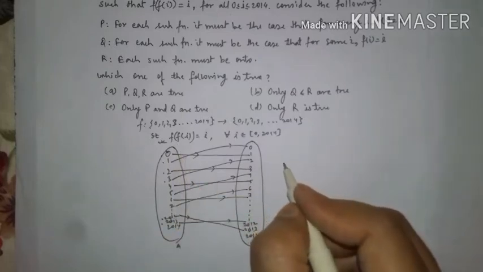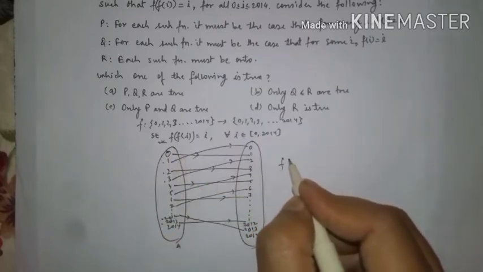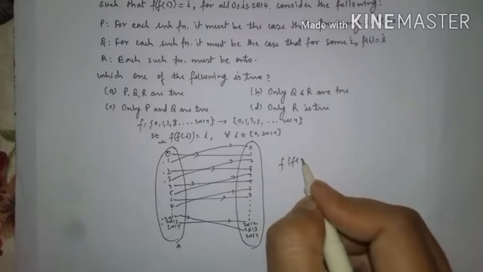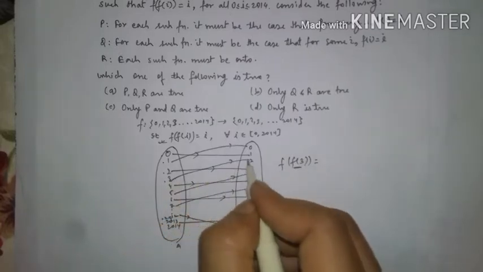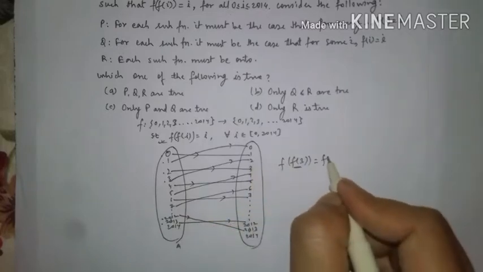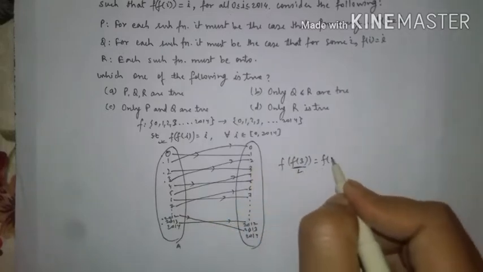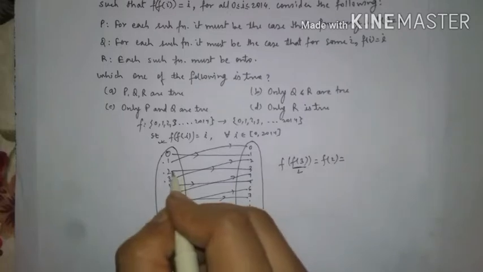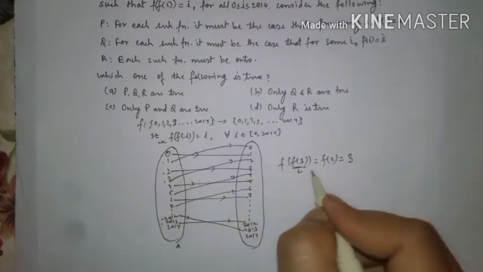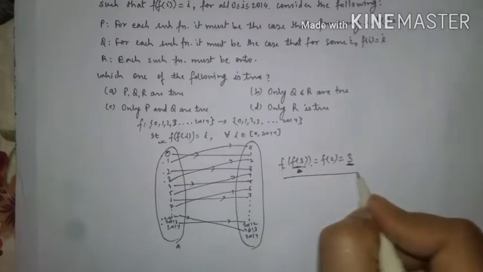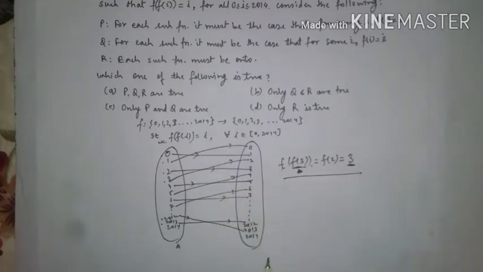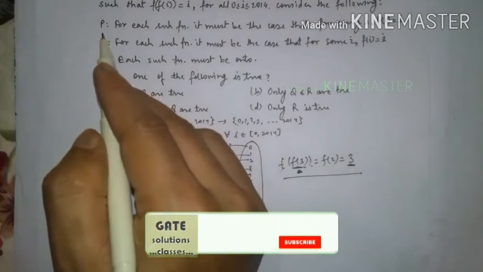Let's take an example. I want to see f of 3. See, what is f of 3? F of 3 will be replaced by 2. And what is f of 2? 3. So f of f of 3 is equal to 3. Hence the condition is satisfied. Now we will check option P.